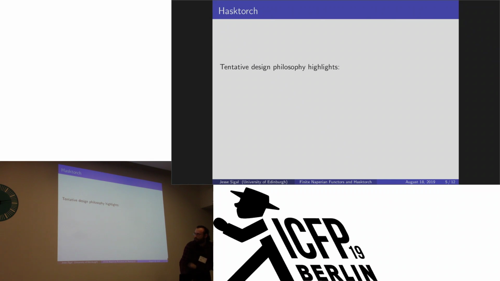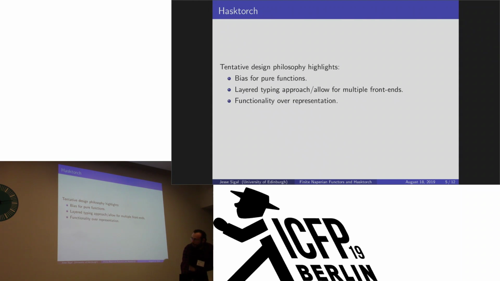So there are some tentative, unofficial design philosophies for Hasktorch. I don't think they're written anywhere, but they're good to go by. Because we're working in Haskell, there's a bias for pure functions. Thankfully, PyTorch and the backend are also quite pure, so it's a relatively good match. We don't want to be too opinionated. We want people to be able to build what they want. So a layered typing approach or allowing multiple front ends is a good thing to aim for.